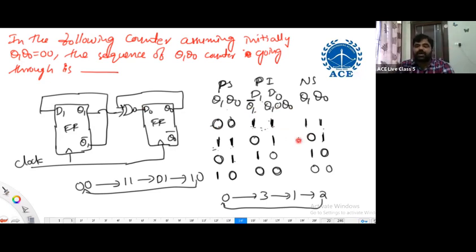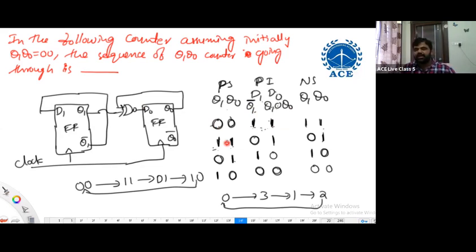As these are D flip-flops, the characteristic of D flip-flops is nothing but the present input will be the next state. Yes, that's what we are getting here. The sequence is what? 0, 3, 1, 2, back to 0. That is a 2-bit binary. Sorry, the sequence it is going through from the given counter.